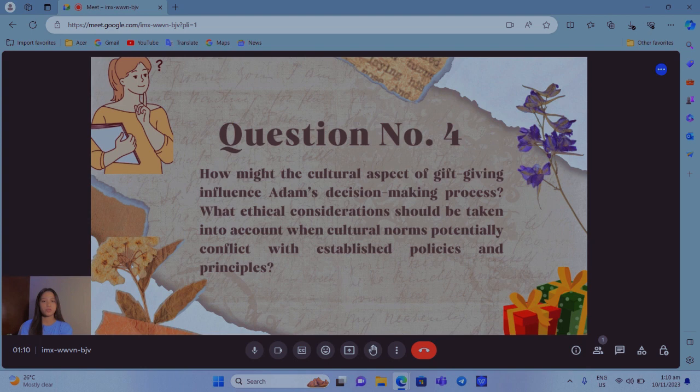Adam should be aware of this potential and make sure that their gift giving is motivated by genuine goodwill and respect rather than by a desire to gain an advantage. Third one is being mindful of the impact of gifts on relationships. Gift giving can also be used to strengthen relationships and show appreciation for someone's friendship or support. Adam should be aware of the potential for gifts to strengthen relationships and make sure that their gift giving is appropriate for the relationship and the occasion.